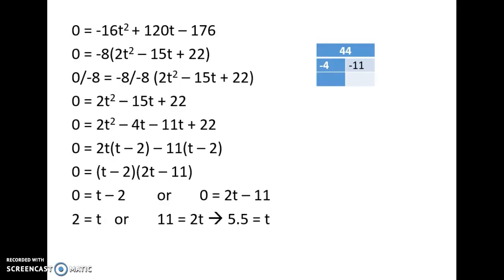One of them is just t equals 2. The other one, we start out with 2t equals 11, but then divide by 2, and t equals 5.5. So those are the two solutions.